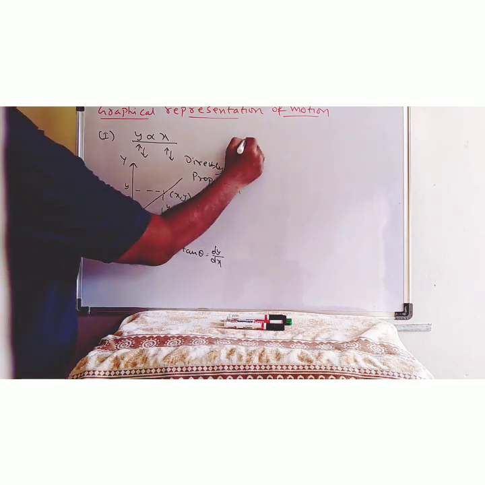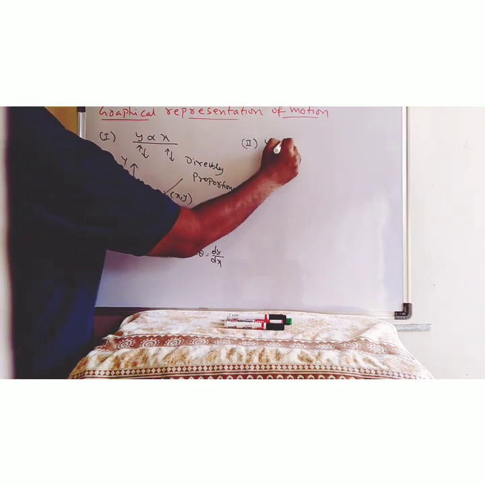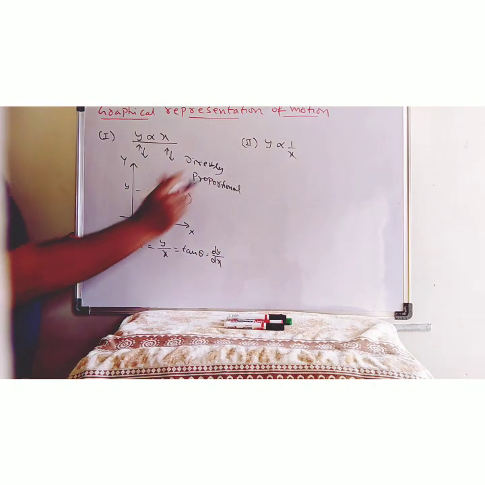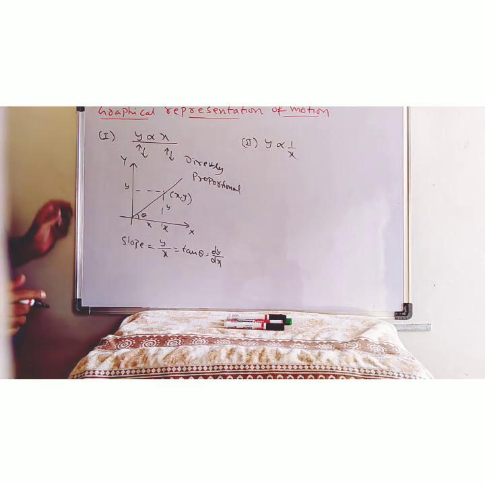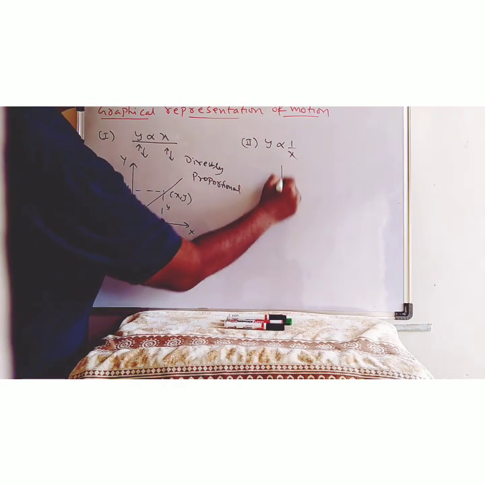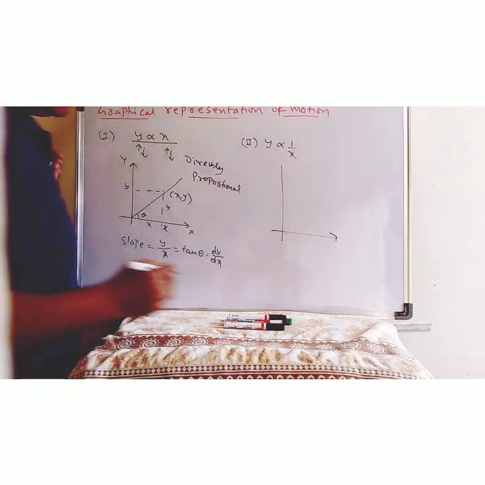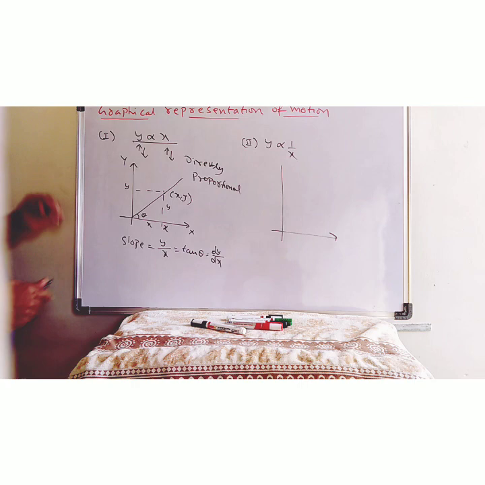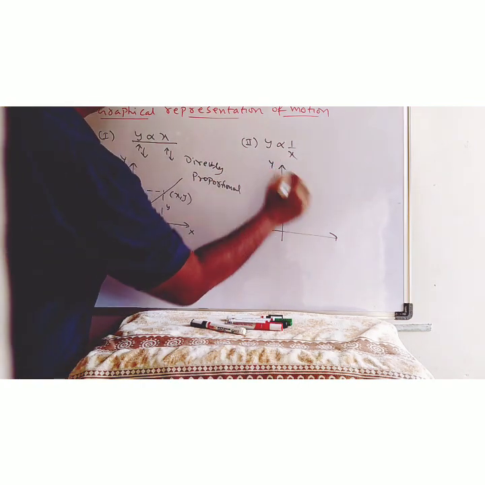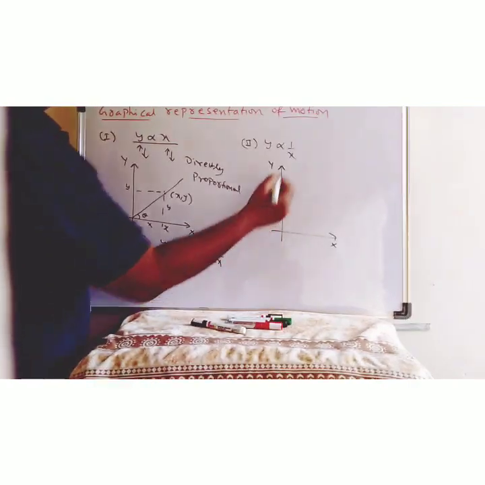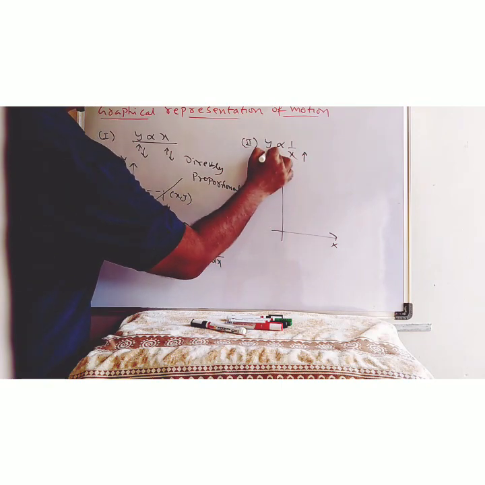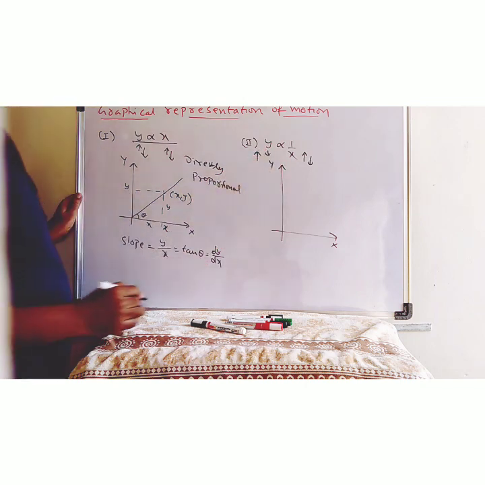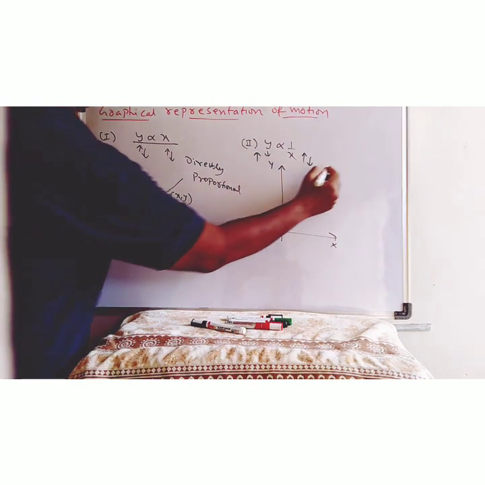We also have another graph. This is called y is inversely proportional to x. Y is inversely proportional to x means what? How will the graph be for this one? If the x value is increasing, then the y value decreases. And if the x value is decreasing, then the y value increases. So that is the inversely proportional graph.